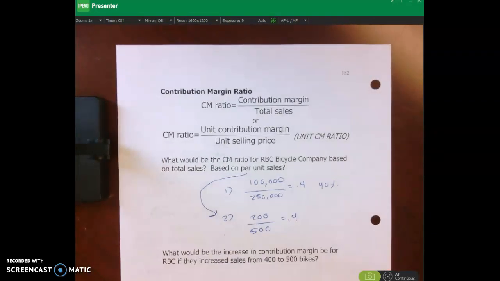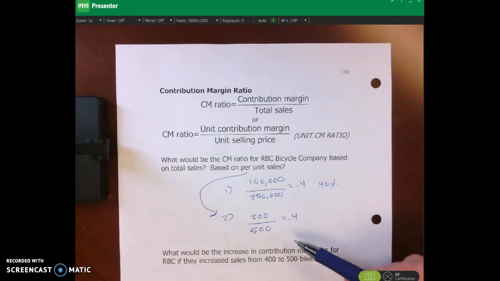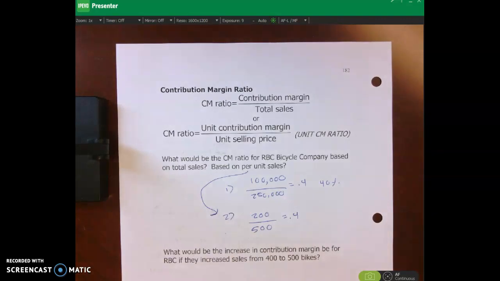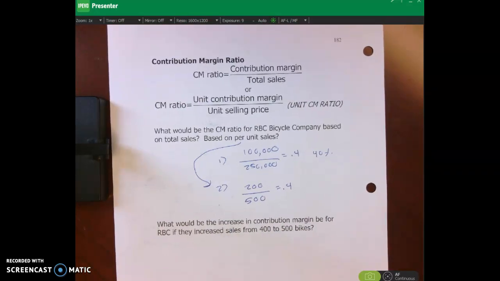It's the same thing because RBC Bicycle, which is our working example, only sells one type of bike. If we sold multiple bikes, the total contribution margin would be different from the unit because we have two different units, bike A and bike B, for example. They could have two different contribution margins and two different sales prices. Therefore, they have different CM ratios, and then the unit would not necessarily be equal to the total. Okay? I want you to pause the lecture video and do this problem.